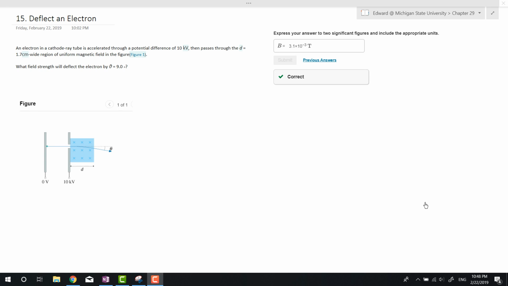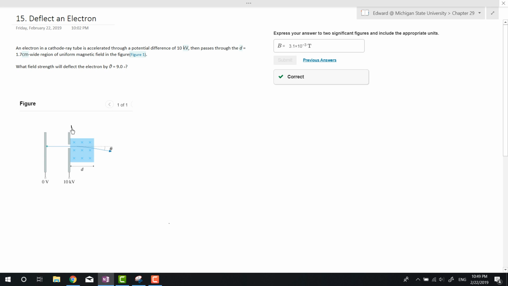So we're given an electron in a cathode-ray tube that is accelerated through a potential difference of 10 kilovolts, then passes through a distance d equals 1.7 centimeter wide region of a uniform magnetic field in this figure right here. The question is asking what field strength would deflect the electron by 9 degrees. I don't know why the figure looks faded like that, I guess it just copied over wrong. So we're going to label what we have.